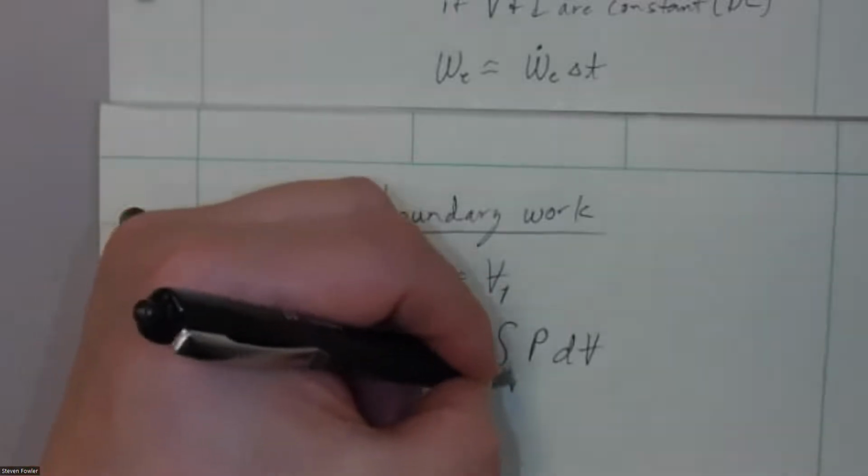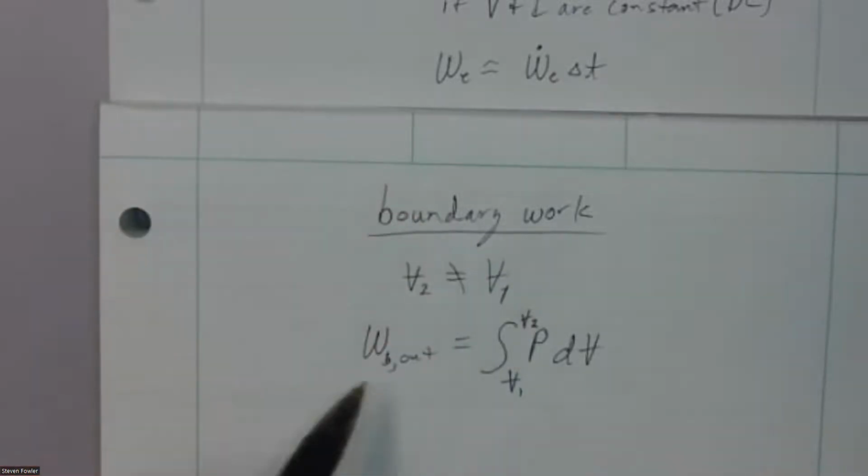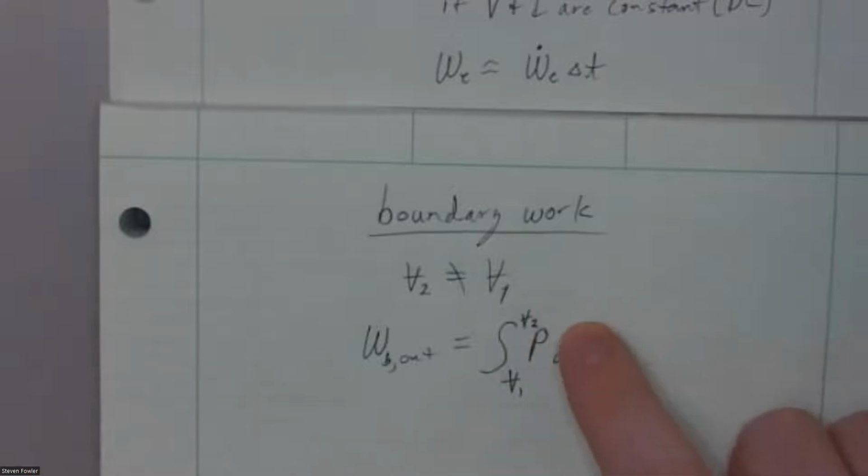Now, if I integrate from the initial volume to the final volume, what I'm finding is the work out. It's the work that's leaving the system. So if the system is expanding, I will get a positive boundary work out value, because this V2 will be bigger than V1, therefore this integral will be positive. That represents work out. If the system is expanding, that's work out. The system is pushing the surroundings out of its way. It's doing work to the surroundings.